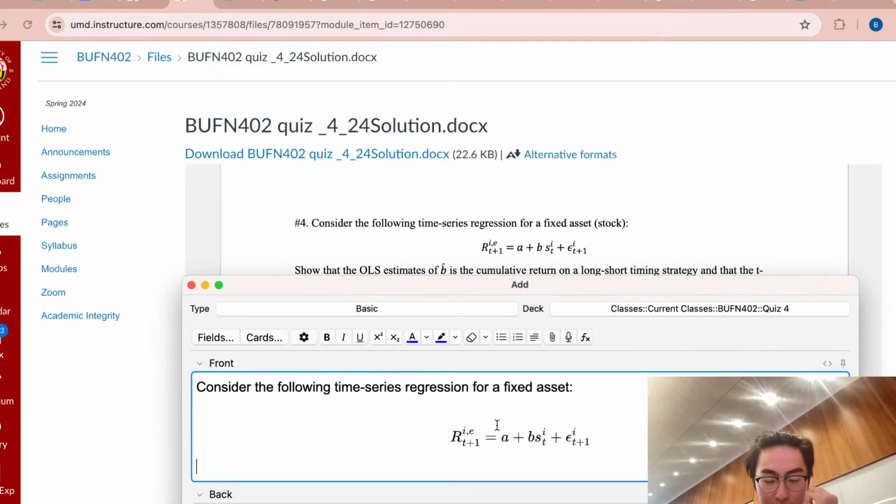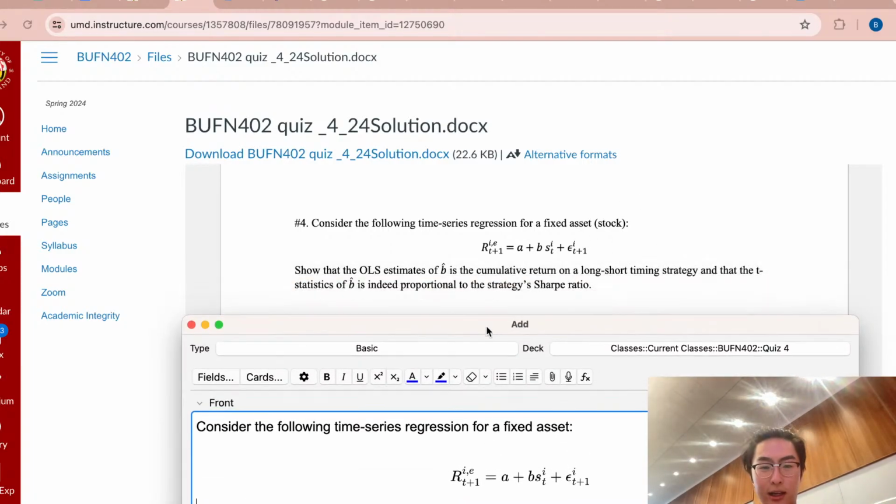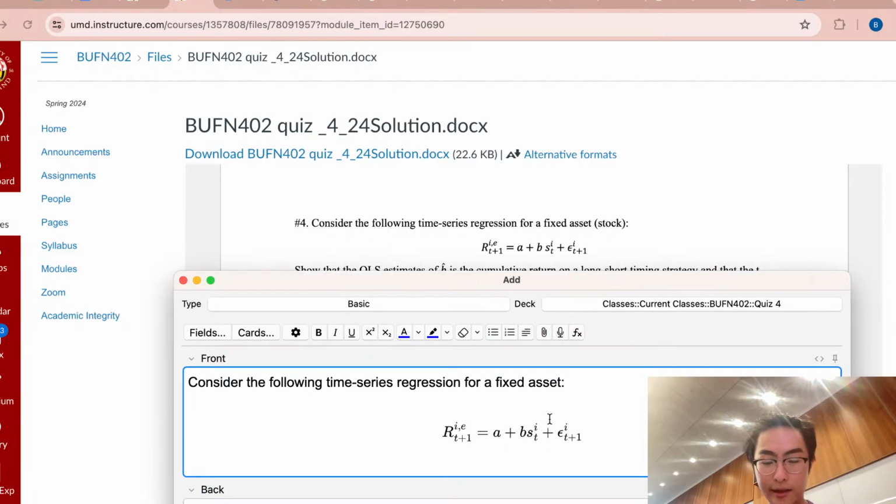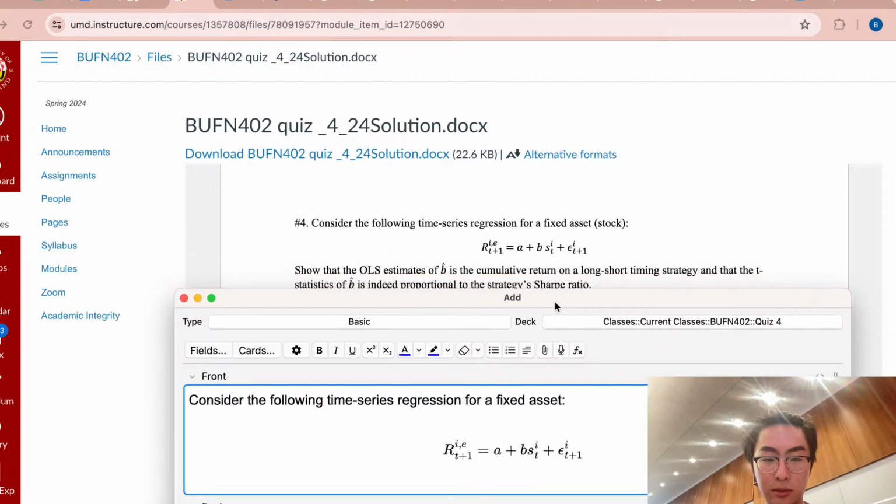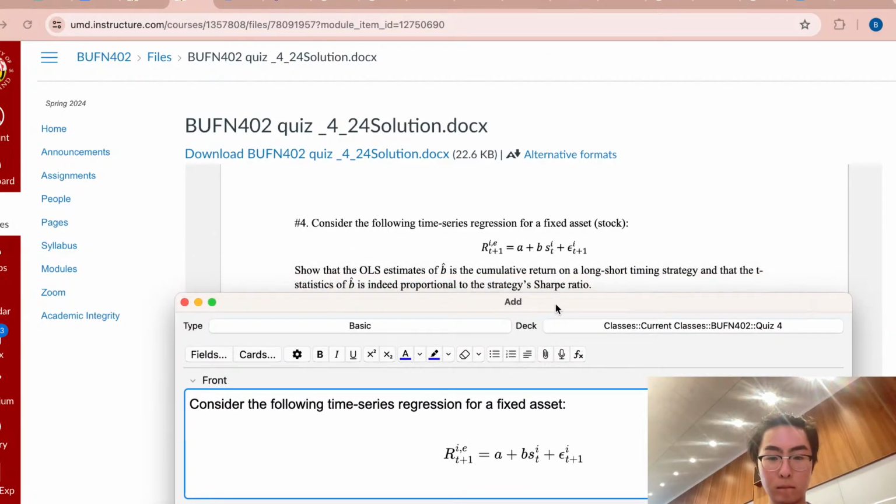Okay, so I guess this is the return for asset i, and this is proportional to the signal at time t. This is a return at time t plus 1.